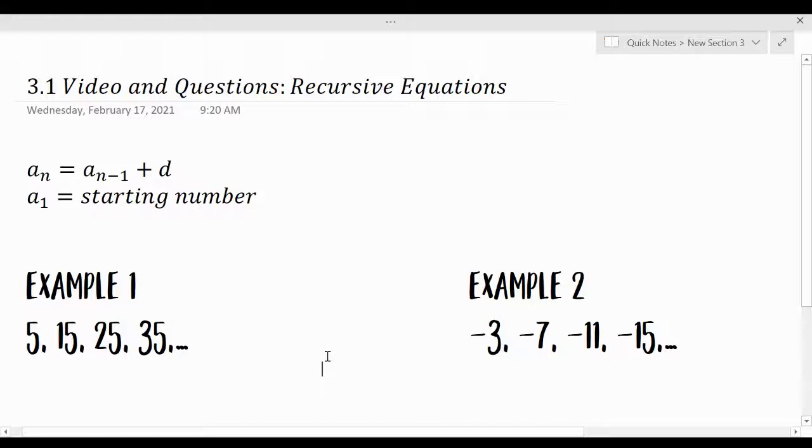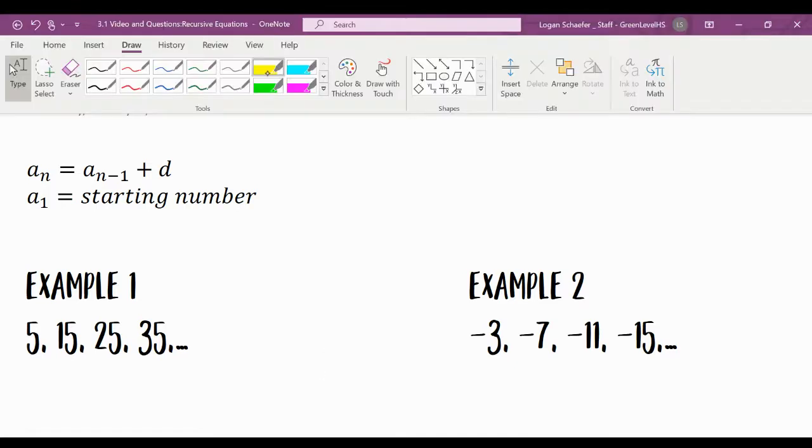Right, the 3.1 videos and questions is going to go over specific things of recursive statements for arithmetic sequences. So the first thing we need to talk about is the word recursive.